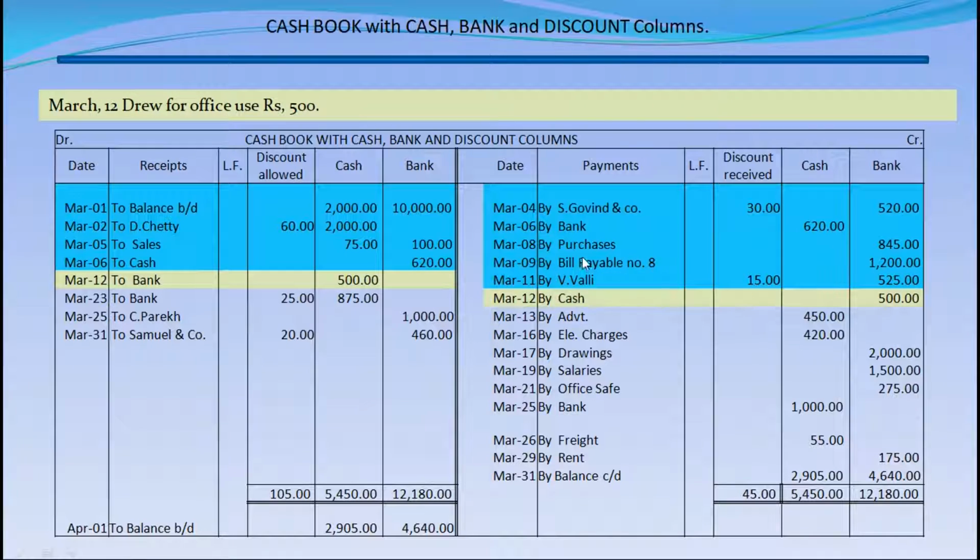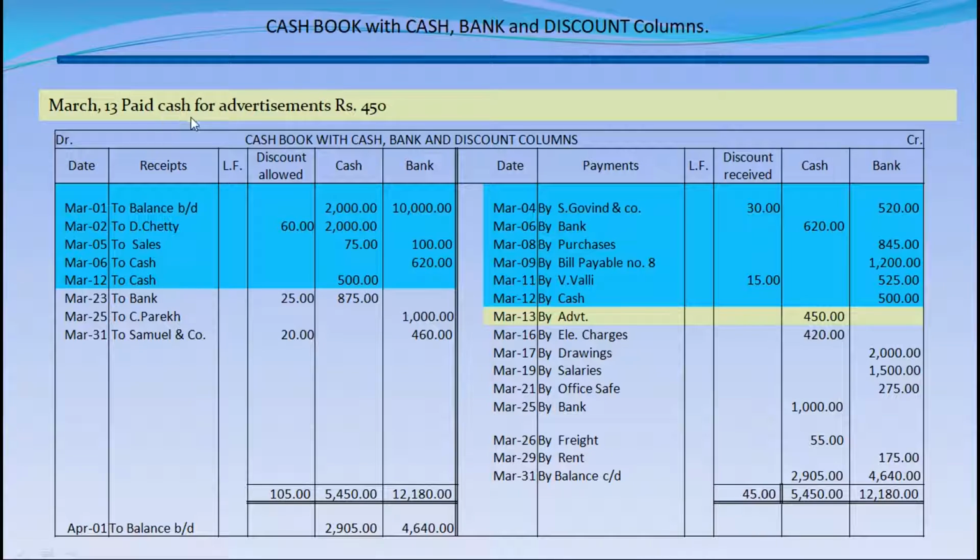Next, drew for office use 500. We draw some money from the bank. That means we are foregoing money in our bank account. So in the bank column we have to record on the credit side 500, March 12 by cash. In turn we are receiving cash in our office. So we have to debit cash account 500 rupees. March 12 to bank 500 rupees.